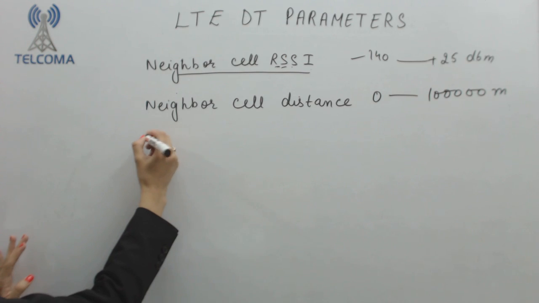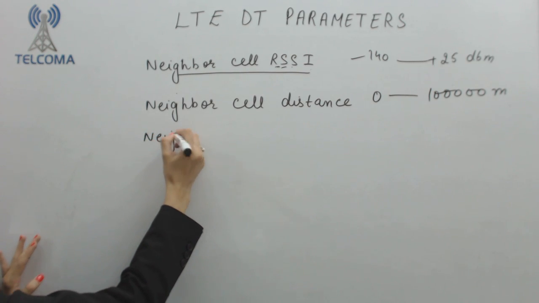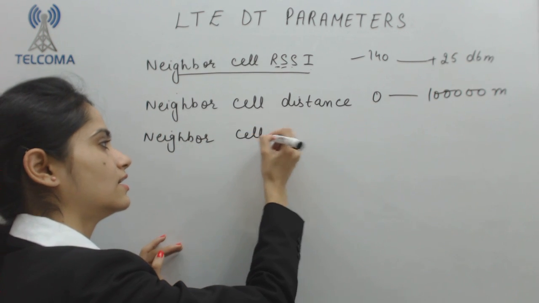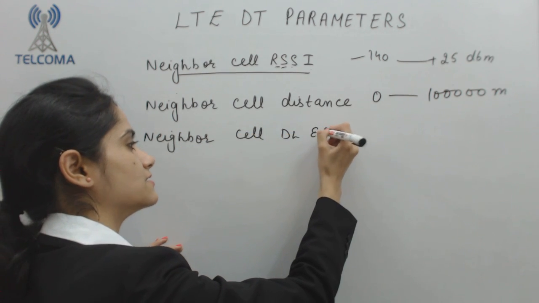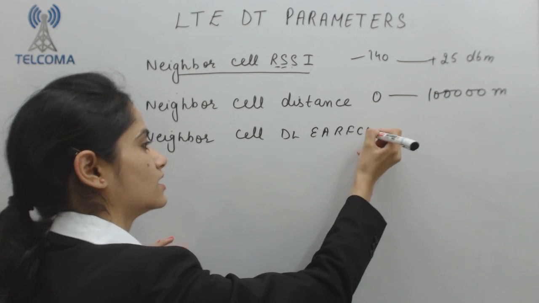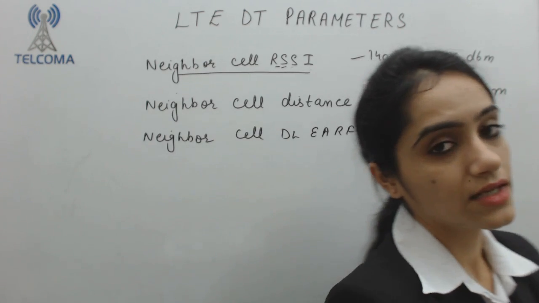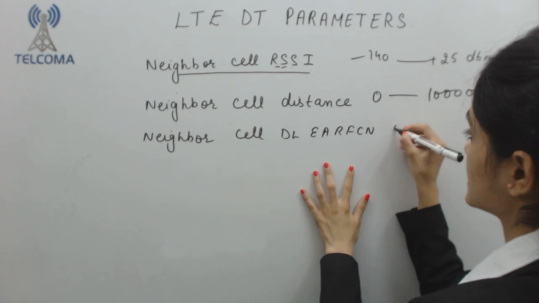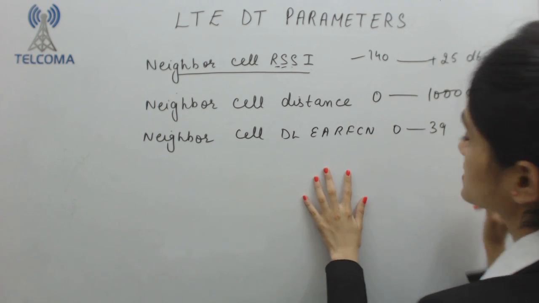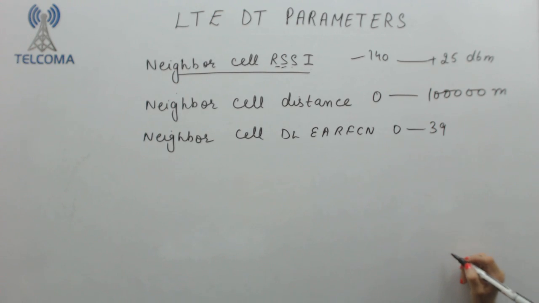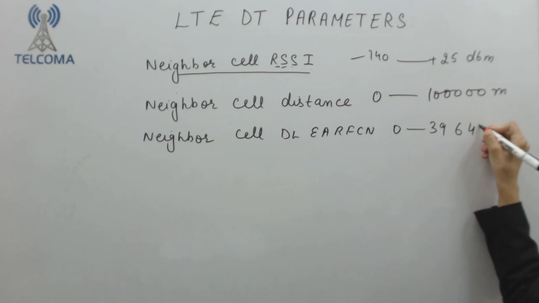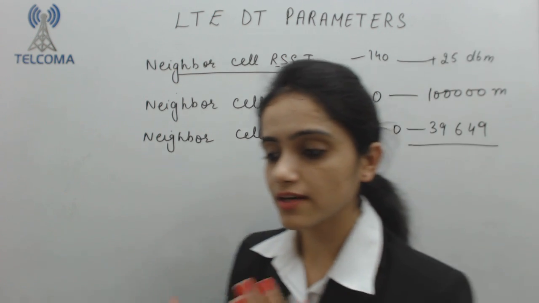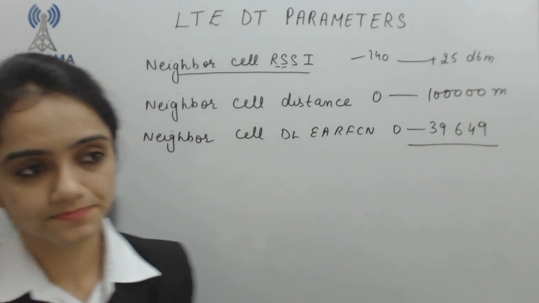Coming on to the next one, this is my neighbor cell downlink EARFCN. That means the absolute radio frequency channel number of LTE EARFCN. Its range is the same as what we have studied, up to 39649. So the downlink EARFCN should be within this range.